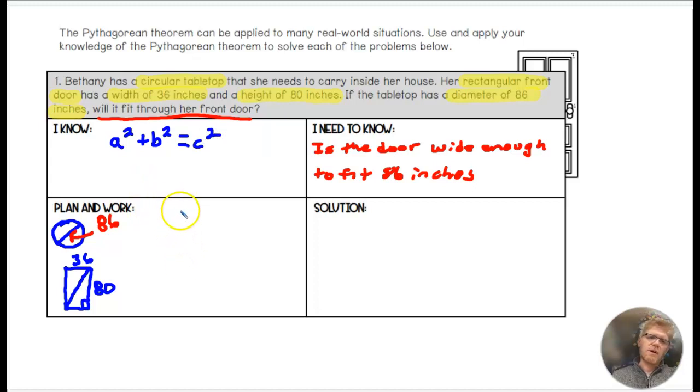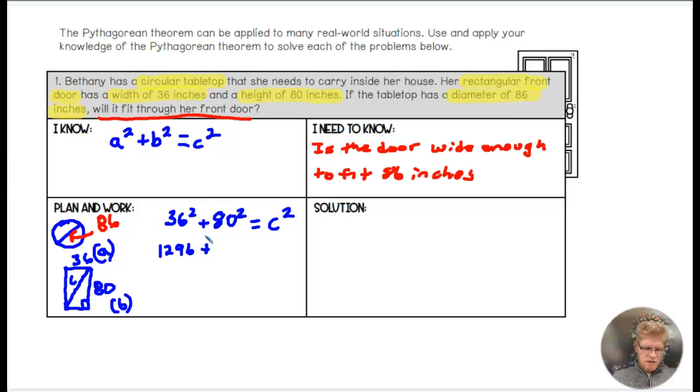So I'm just going to do my calculations. I'm going to call this a, and I'm going to call this b, and my hypotenuse, of course, will be c. So a squared is 36 squared plus 80 squared is equal to c squared. I'll punch that in my trusty calculator: 1,296. And I'm going to add 80 squared to that. 80 squared is 6,400.